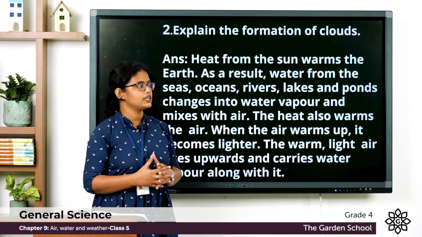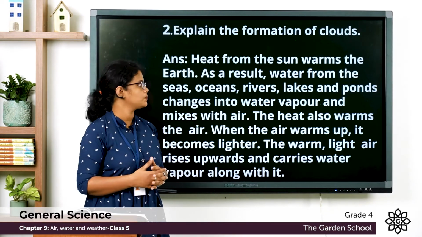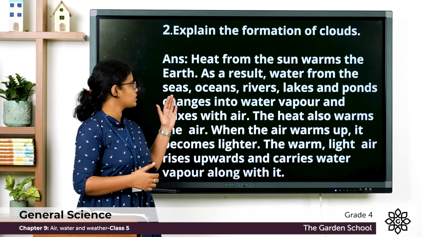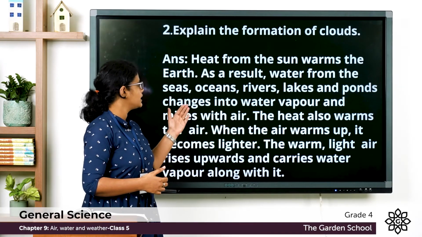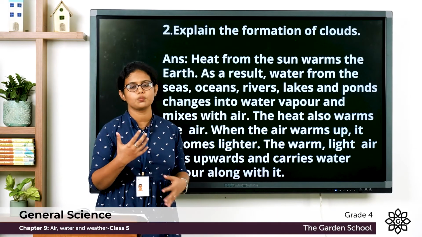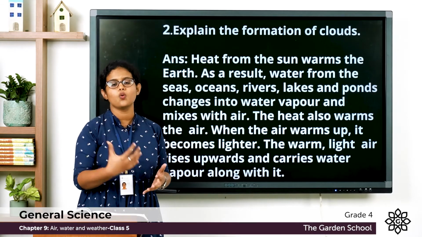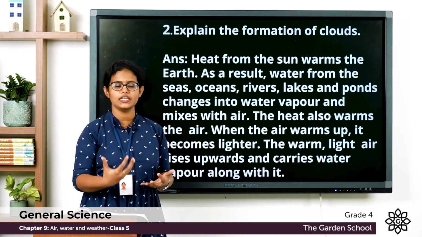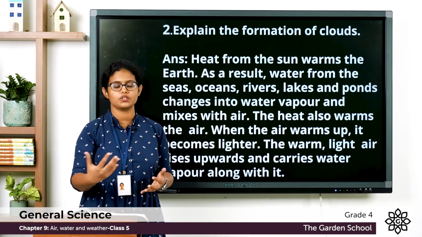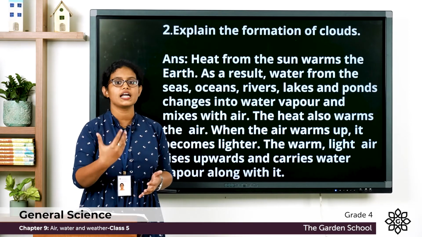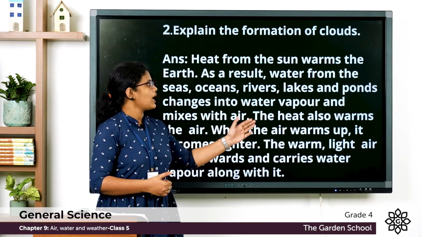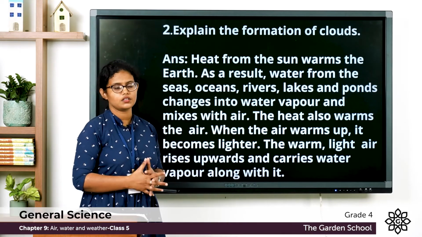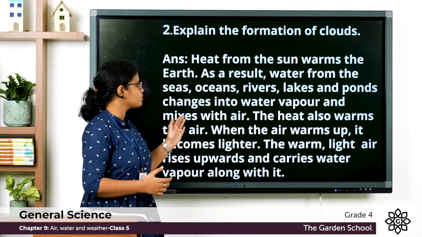Heat from the sun warms the earth. As a result, water from the sea, river, ocean, lake and ponds changes into water vapor. And we call that process evaporation. Water vapor mixes with air. The heat also warms the air.